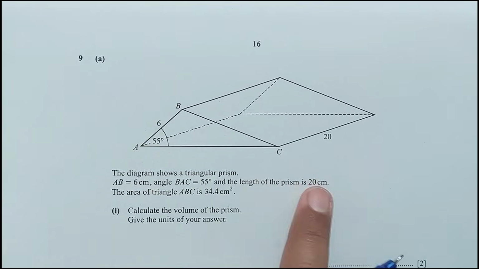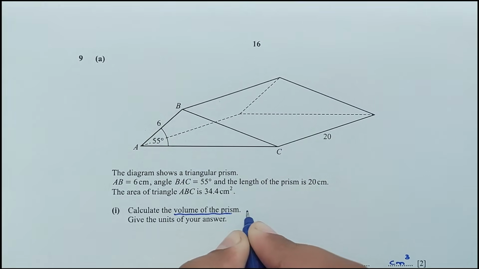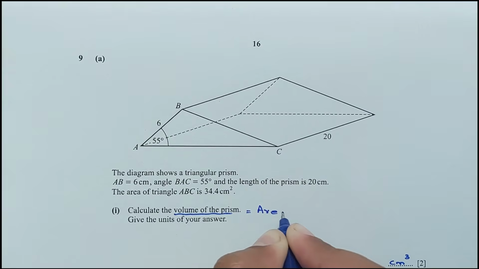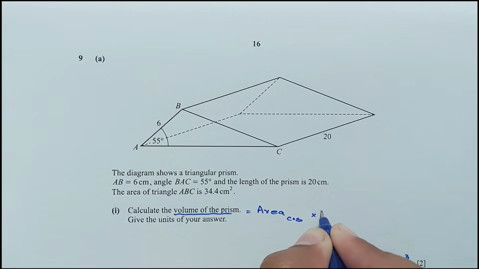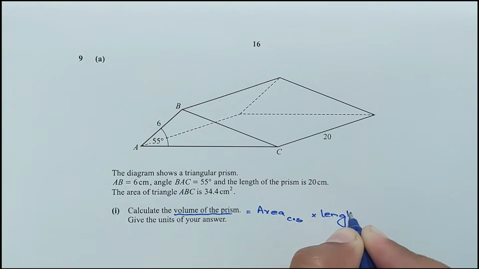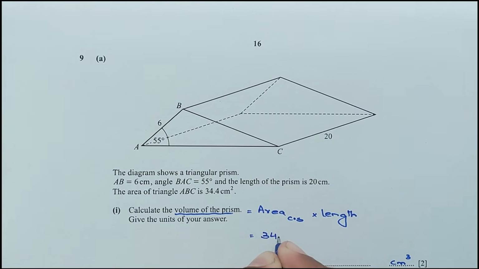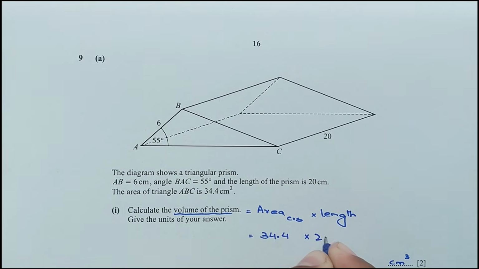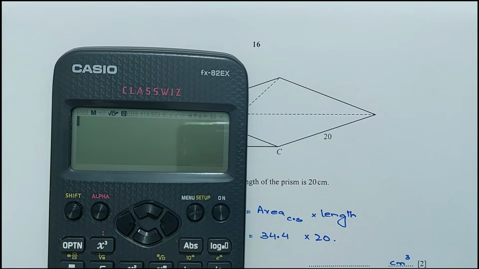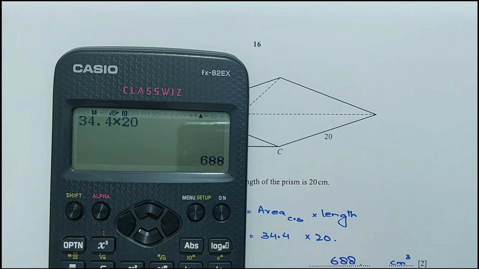Measurements are in centimeters, right? So the volume would be centimeter cube. The volume of any prism is area of cross section times length. The cross section is a triangle, so the area of the triangle is 34.4 and the length is 20. Let me simplify: 34.4 times 20 is 688 centimeter cube, right?